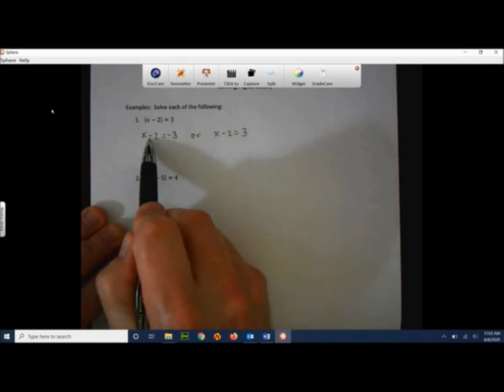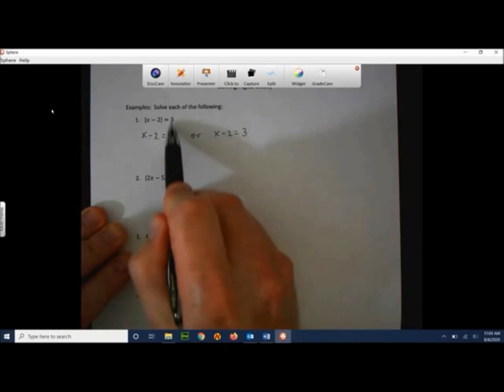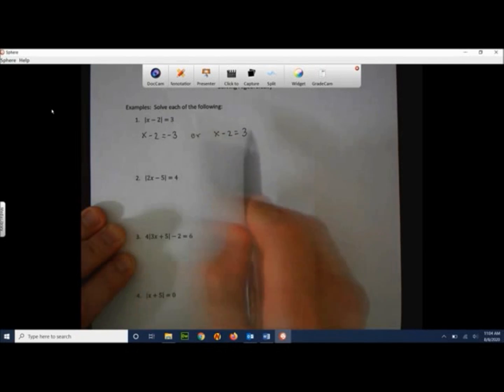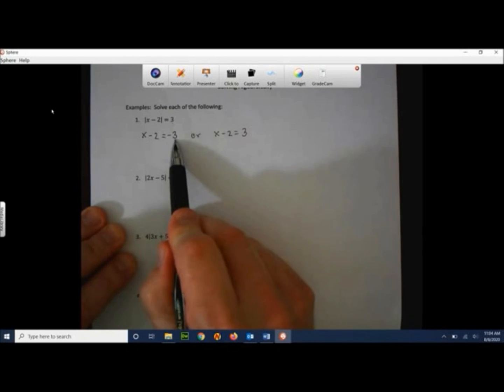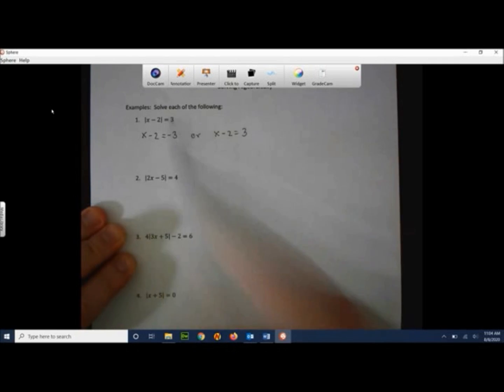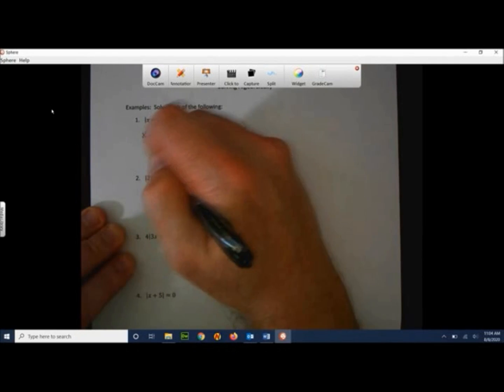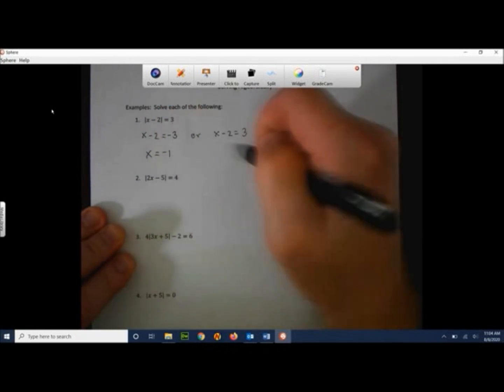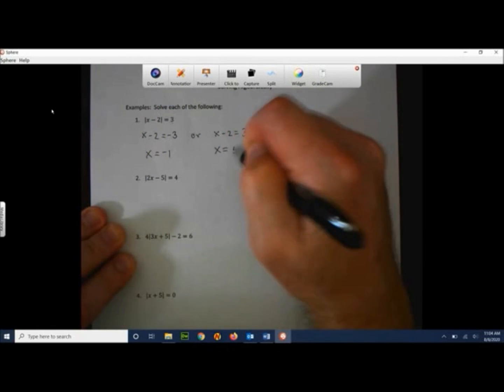So notice what was inside the bracket doesn't change at all. It's still x minus 2, it's still x minus 2. What changes is this number out here. This number could be 3, or this number could be negative 3, because absolute value of negative 3 gives me 3, and absolute value of 3 gives me 3. And then we simply solve each one. We add 2 to both sides, x equals negative 1. Over here we add 2, x equals 5.